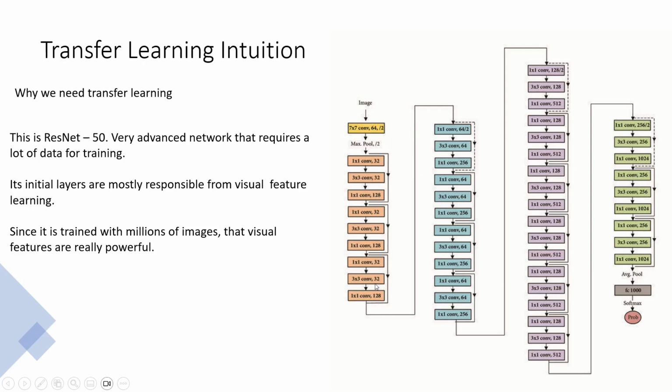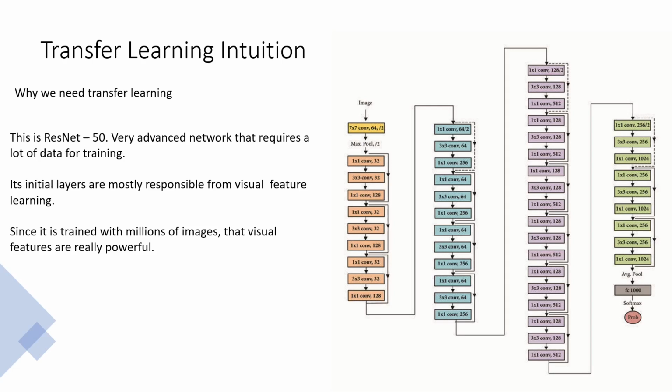As you see, there are really a lot of layers. I mean, this is a basic drawing. There are many more layers than what you see here. So that's a very advanced network that requires a lot of data for training. You cannot just use a couple of hundred images to train this network. That's not going to happen. That's too deep for that.